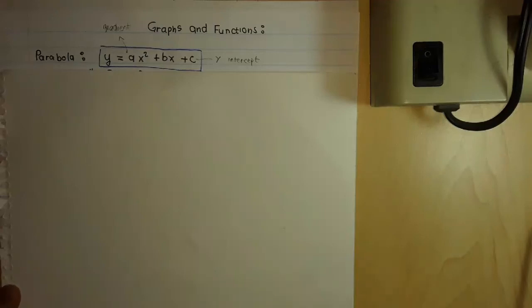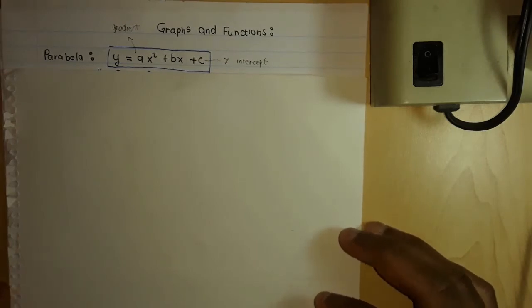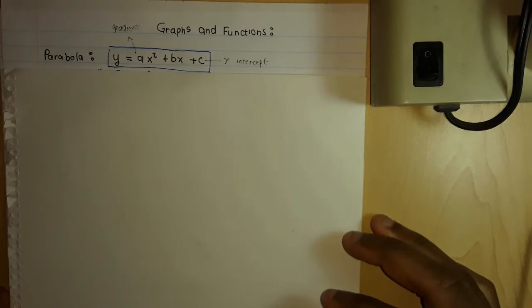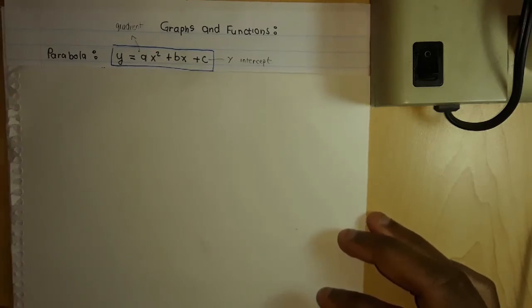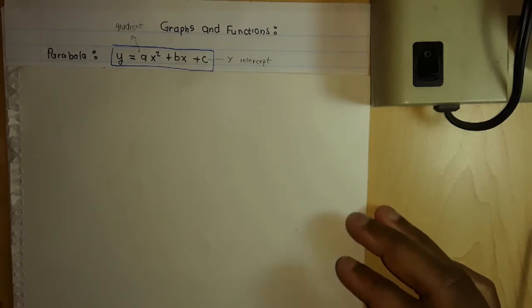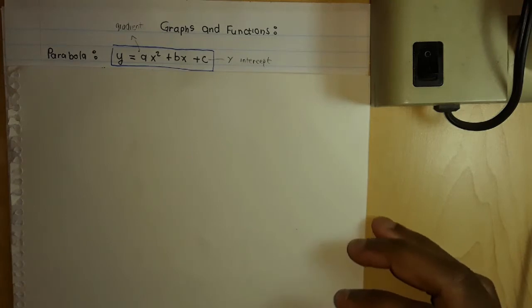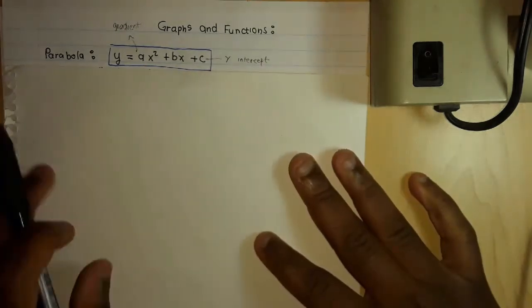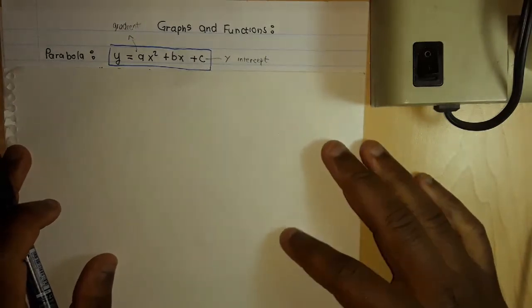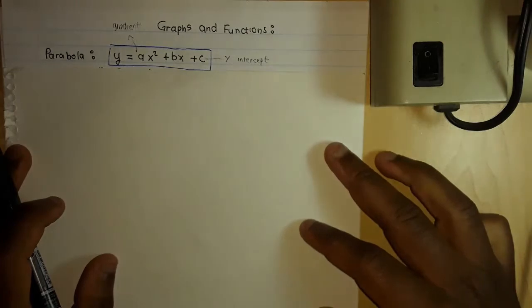Hello everyone. Today we're looking at graphs and functions, and in this section we'll be looking at various graphs and functions. Firstly, we start off by looking at the parabola, and later on we'll look at straight lines, exponential graphs, hyperbolas, and so forth. But let's quickly start off and explain what each of these coefficients represents, but we'll get into the details in this section on how to draw these graphs.